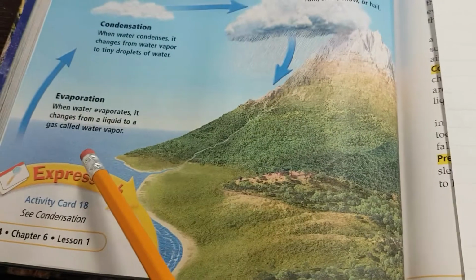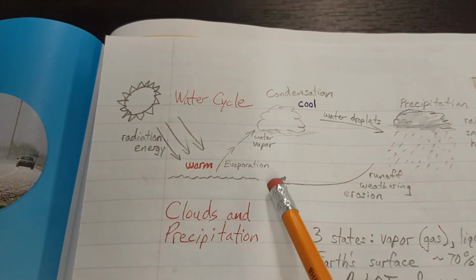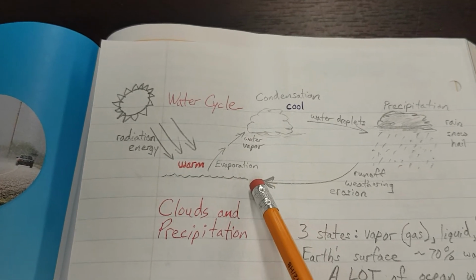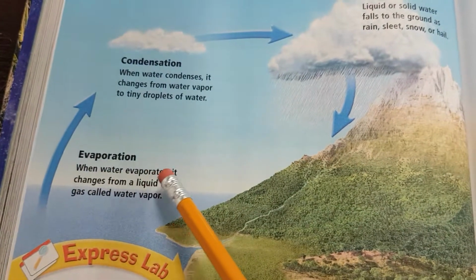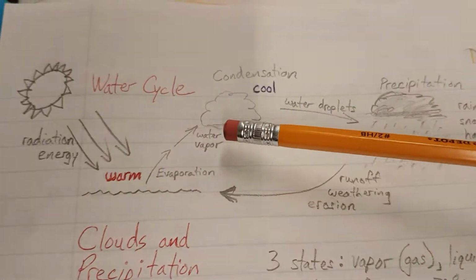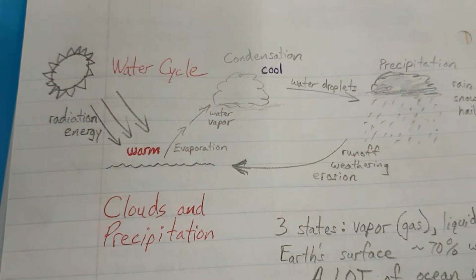Okay, I would start with the water and evaporation here. So a little squiggly line for the water. Arrows going up to the right for evaporation. Okay, and then it says when water evaporates, it changes from a liquid to a gas called water vapor. So I wrote water vapor.